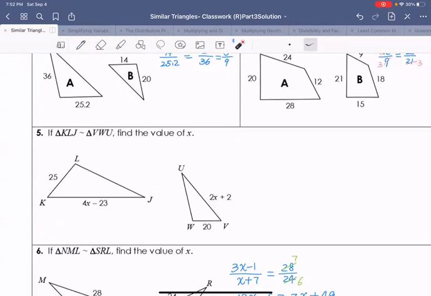Next one. Albert, number 5. Let's write down the similarity proportion. Go ahead, please. KL to UV equals to KJ over UV. You mean U and a V. Okay, now let's plug in. Go ahead. 25 over 4x minus 23. 25 over 20 equals to 4x minus 23 over 2x plus 2.